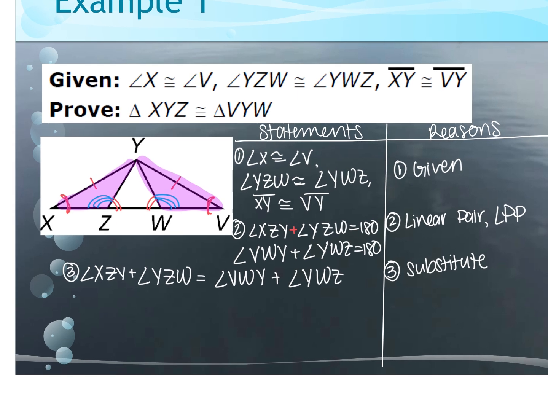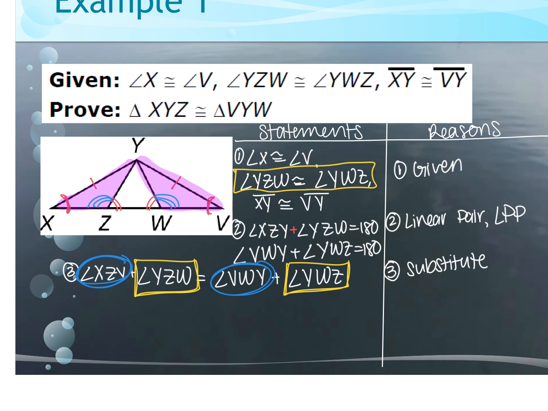Again, what am I trying to get? I am trying to prove that this angle is congruent to this angle. So I need to figure out a way to get rid of this one right here. And if I'm looking at what was given, I can see that these were congruent. So I'm going to go ahead and substitute something to get rid of it.